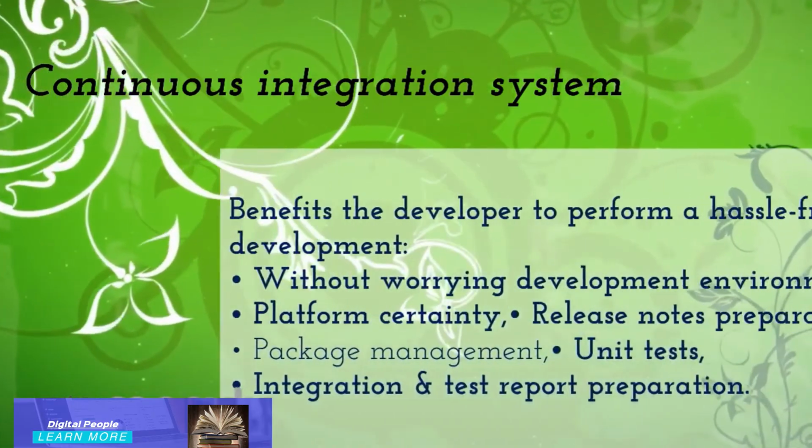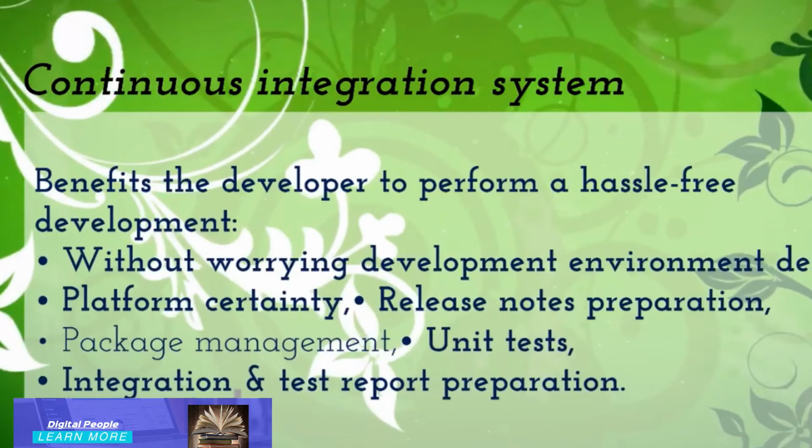Continuous integration system. The DevOps process makes the organization succeed in terms of the quality product delivered to the customer in the fastest manner. Continuous integration is the executable approach that benefits the developer to perform a hassle-free development without worrying about development environment design, platform certainty, release notes preparation, package management, unit tests, integration and test report preparation. The CI system takes care of steps from code build to code deployment. It also notifies the whole group about the result of the code that was checked in recently.